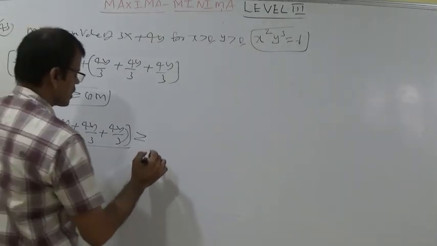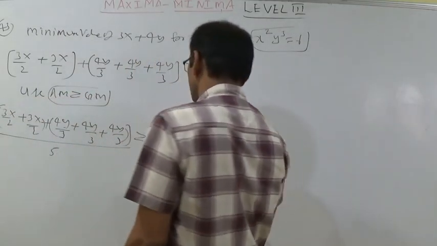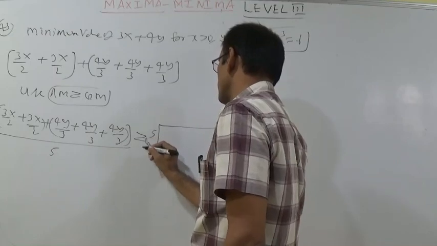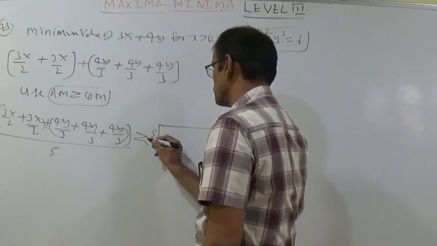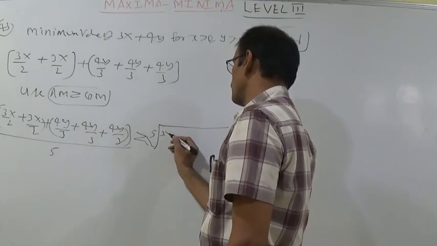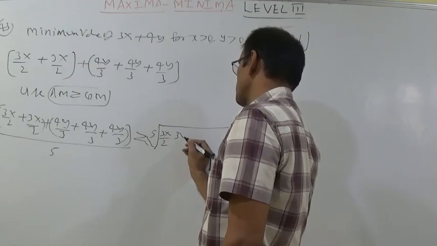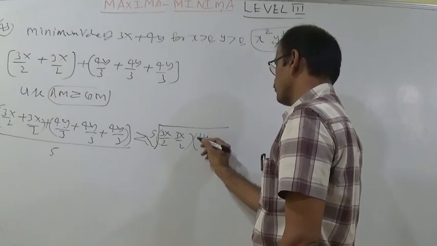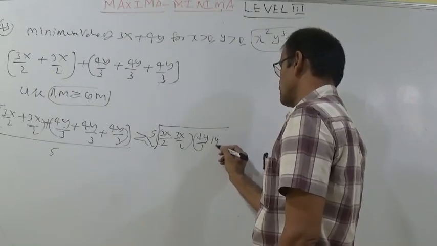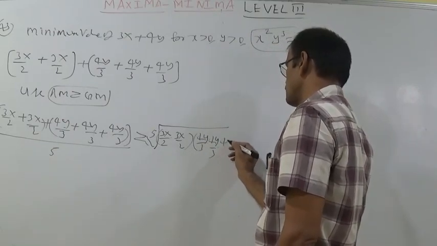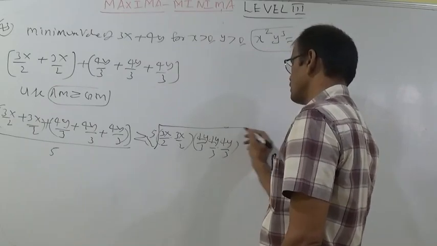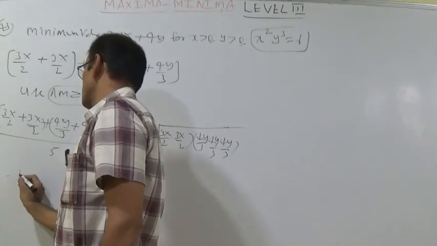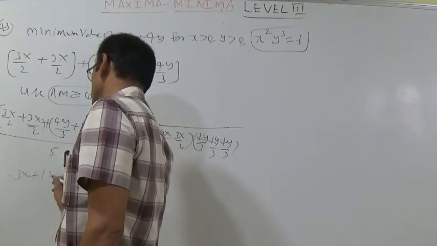This is using the term AM greater than or equal to GM. This is the 5th root, since there are 5 terms; that much root you should use here. 5th root of 3x by 2 into 3x by 2, put a bracket here, and here you can write 4y by 3 into 4y by 3 into 4y by 3. And this one, the whole thing, I directly write as 3x plus 4y.